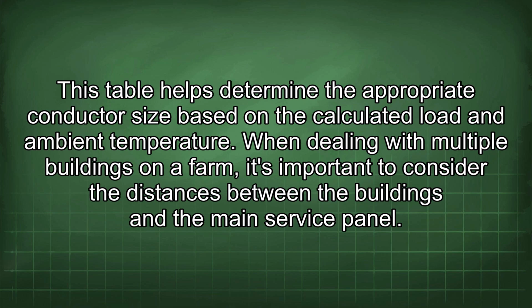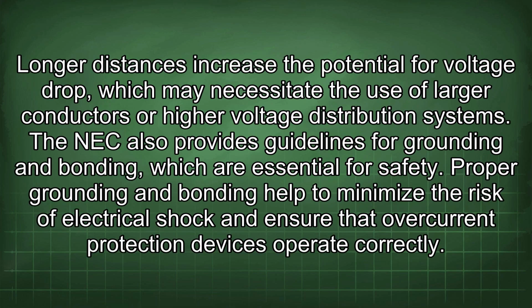When dealing with multiple buildings on a farm, it's important to consider the distances between the buildings and the main service panel. Longer distances increase the potential for voltage drop, which may necessitate the use of larger conductors or higher voltage distribution systems. The NEC also provides guidelines for grounding and bonding, which are essential for safety. Proper grounding and bonding help to minimize the risk of electrical shock and ensure that overcurrent protection devices operate correctly.